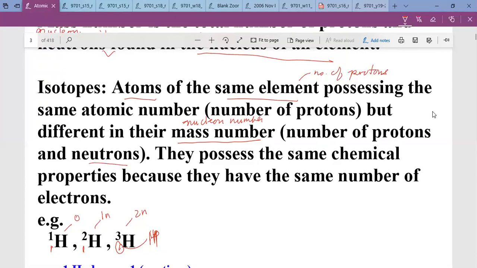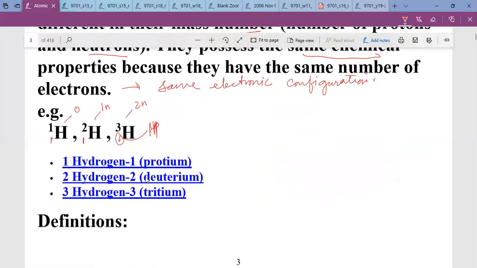Okay. They possess the same chemical properties because of the same number of electrons in it. Or they say what? The same what? Electron configuration. So this is the better word. Okay, the same number of total electrons. So there are 3 isotopes here. You can see hydrogen is protium, deuterium, and tritium. Now 2 and 3 are the cause of heavy water.